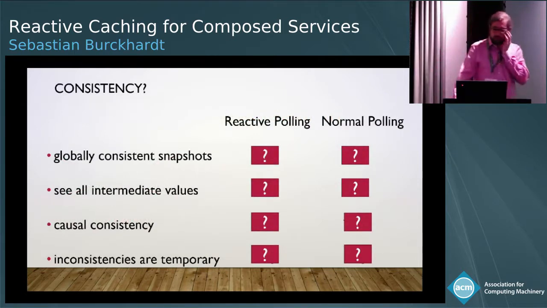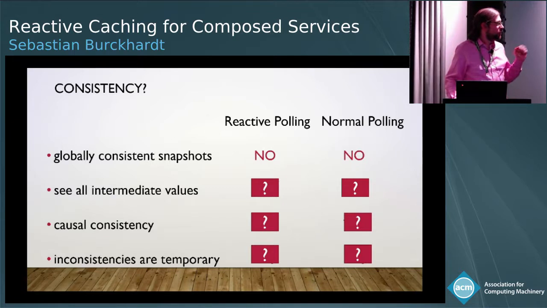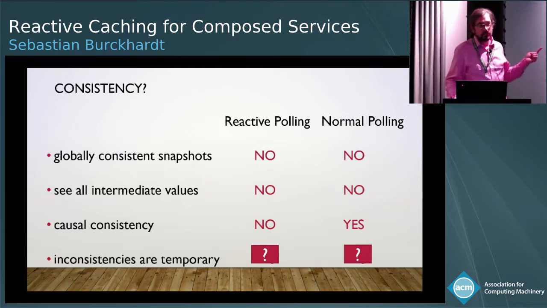So how about consistency? Consistency is not perfect here, but neither is it perfect when you do polling. So let's compare this a bit. When I do polling, I don't have globally consistent snapshots. In neither case do I see all the intermediate values. No. Why would I need to see all intermediate values? I only care about the latest. However, do I get causal consistency? Unfortunately, no. So this is room for improvement. There is probably a way to make this algorithm better. Right now, this is where we are weaker.